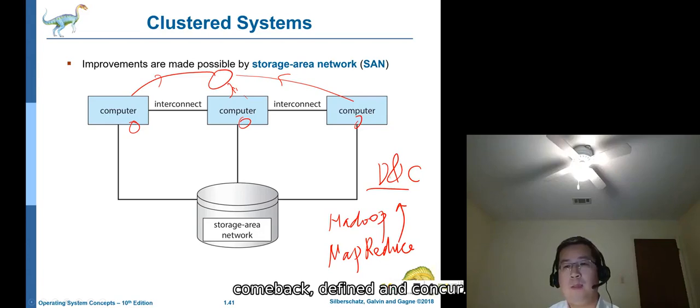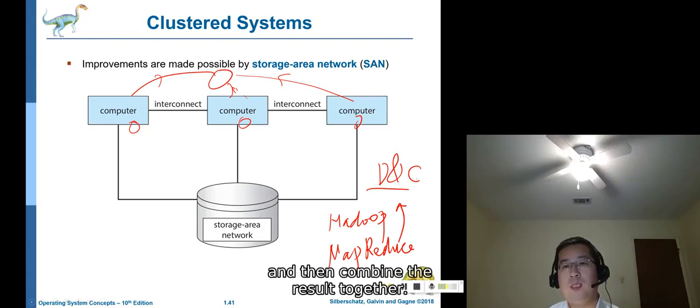Divide and conquer: divide the task into small tasks, conquer each small problem, and then combine the results together. MapReduce is exactly the same idea. So I have a mapper, job distribution, right? Jobs are distributed among multiple computer nodes in this distributed computing system.